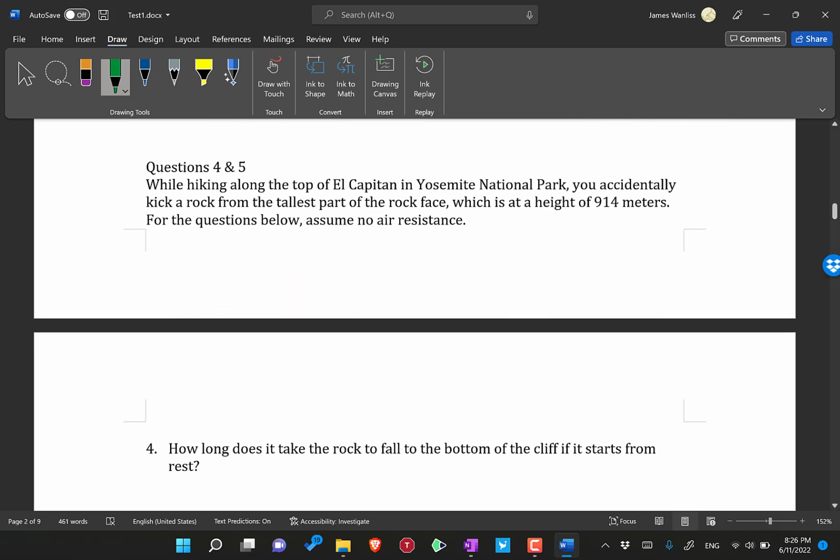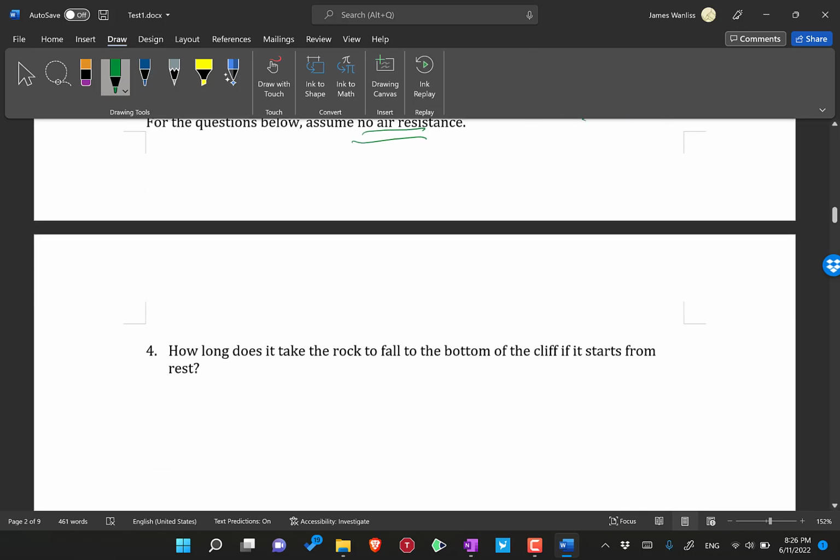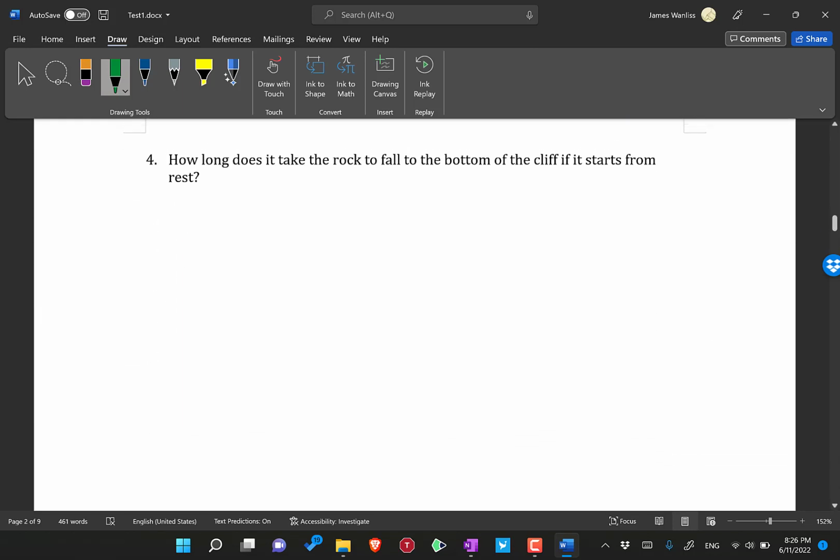All right, now, while hiking along the top of El Capitan in Yosemite National Park, you accidentally kick a rock from the tallest part of the rock face, which is at a height of 914 meters. Don't do that. But anyway, you did it. So for the questions below, assume no air resistance. Okay, good. We're simplifying the problem. How long does it take the rock to fall to the bottom of the cliff?